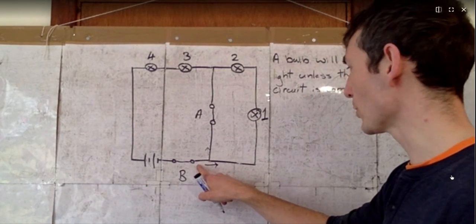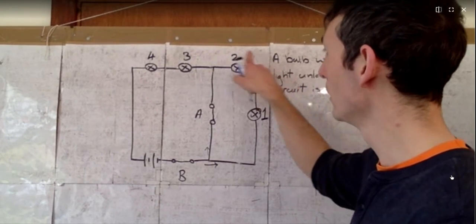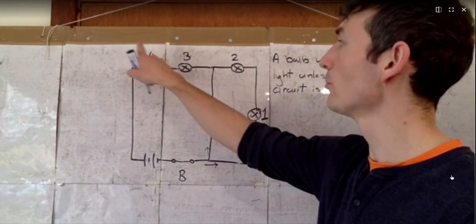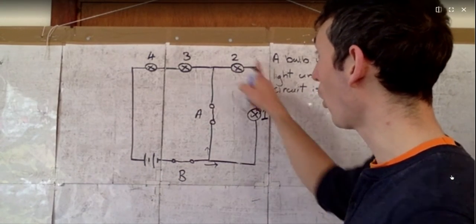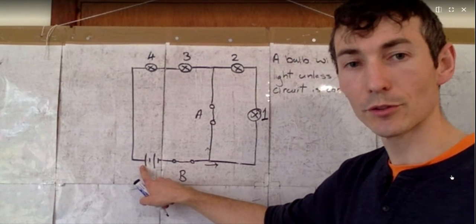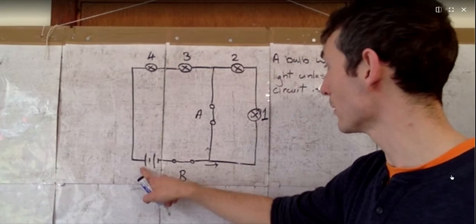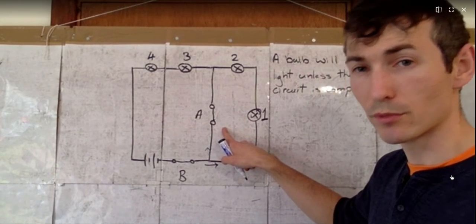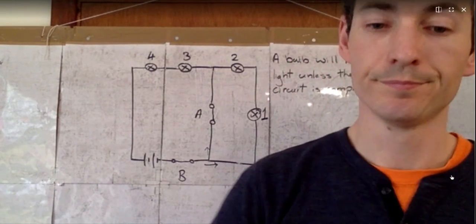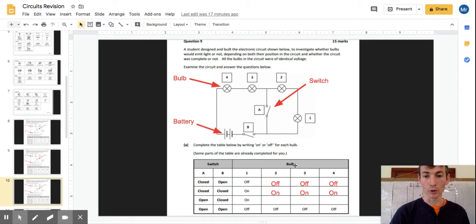It goes through switch B, through to bulb number 1, through to bulb number 2, through 3, through 4, and all the way around. So the electricity can flow through all of these bulbs and back around to the other end of the battery. That means that all of these bulbs are going to light. And as it happens, it totally bypasses that switch. Didn't even matter. Okay, 2, 3, and 4 are on.